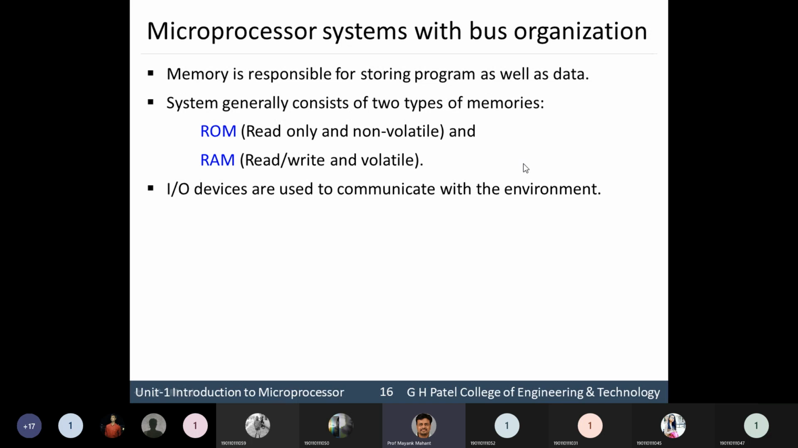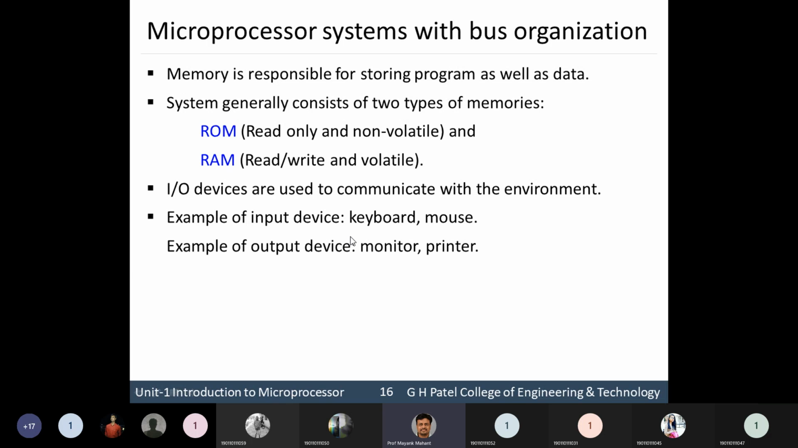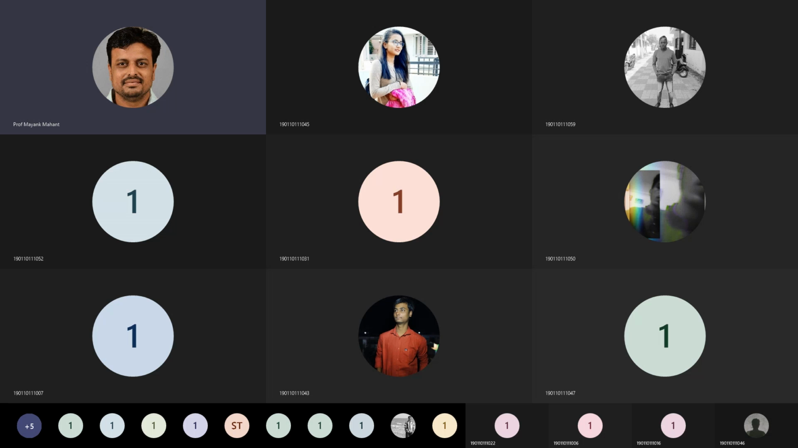IO devices are used to communicate with the external environment. If I want to input data, I will use an input device. If I want to get data out of my microprocessor, again I will use IO devices. For input we generally use keyboard and mouse, and for output devices we use monitor and printers. So this was all from my side for today. This session may be very helpful for understanding the basic concepts of what a microprocessor is, what a microprocessor based system is, what address bus, data bus, control bus, ALU, register, and control unit are.